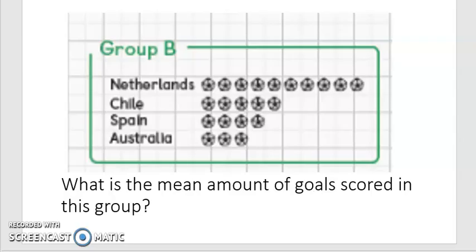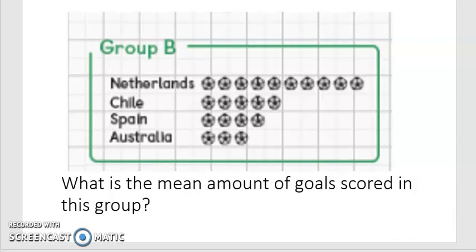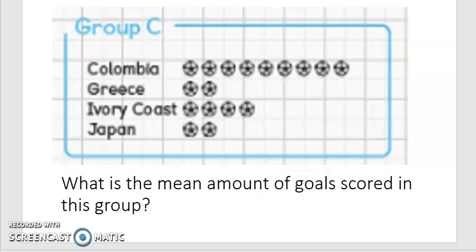Now it's your turn to have a go. I'm going to go through each of the groups and then there'll be answer slides after a few of them. So pause the video each time you get to a new group and have a go at finding the mean amount of goals scored in each group. So pause for B now. I'm going to move on to C. Pause for C now. I'm now going to put up the answers to groups A, B, and C.